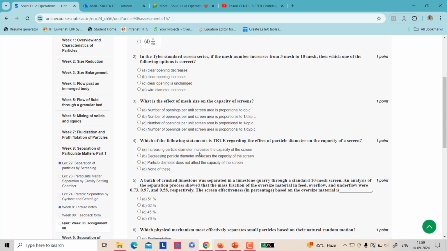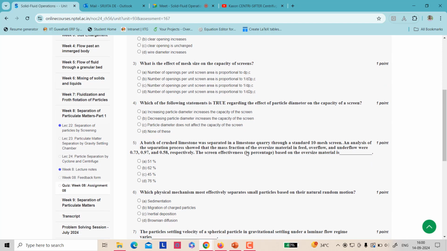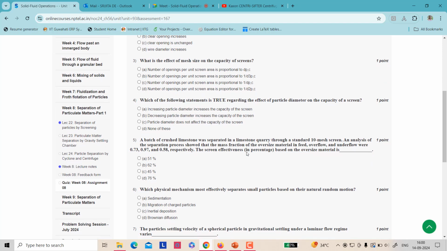So I think increasing particle diameter increases the capacity of the screen. This is proportional to the dp, right? So it should be A. I might be wrong, but right now I am thinking increasing particle diameter increases the capacity of the screen. Yes. Okay.